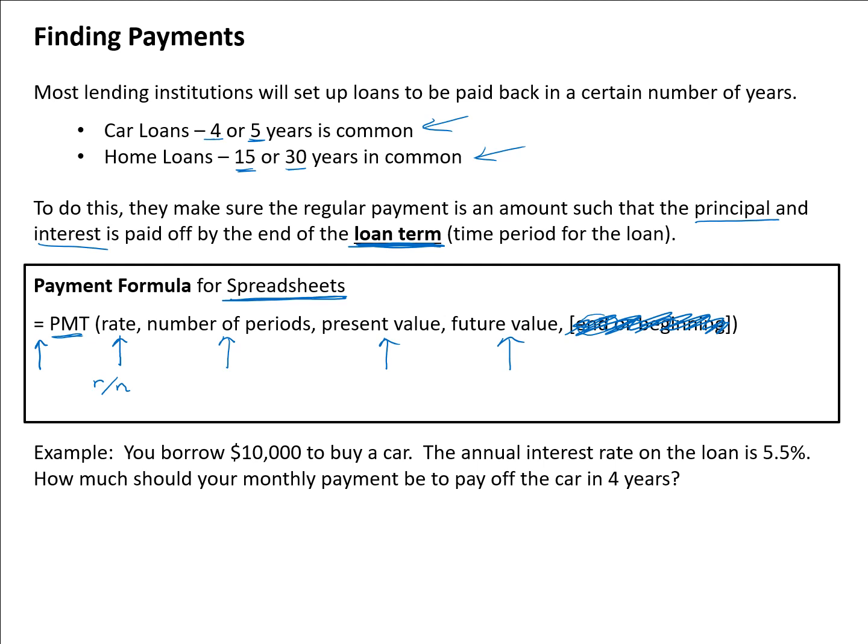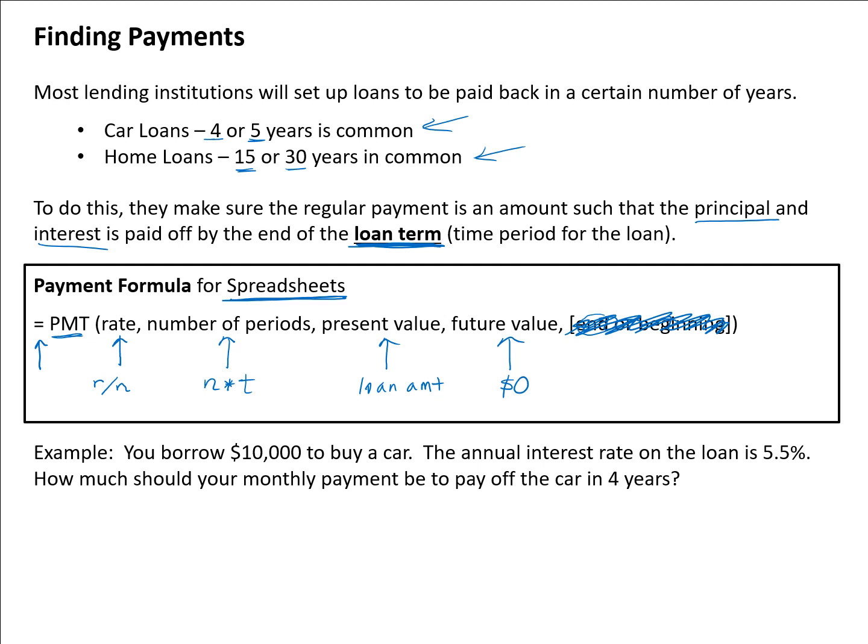Number of periods actually means how many times we make payments. So periods refers to payments. That would be N times a year. So for instance, 12 times a year or monthly, that would be 12, and I'm going to use an asterisk in a spreadsheet for times, the number of years, so T. The present value is the loan amount, and the future value is 0 because you don't want to owe anything by the end of the loan.